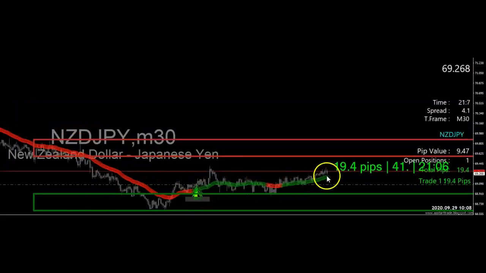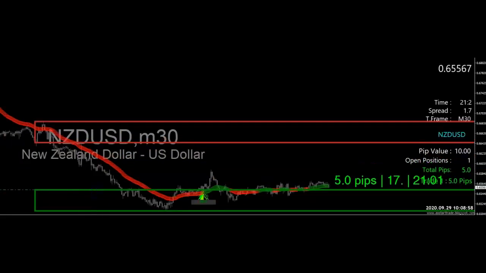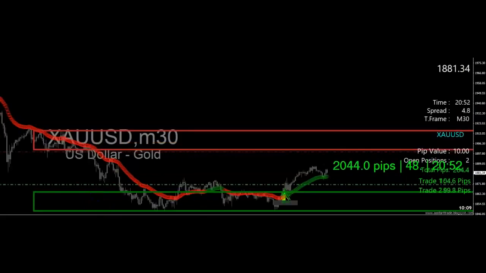NZD/JPY. You can see we're up 19 pips on that one. And let's go to another one. And that is NZD/USD. As you can see, we're up 5 pips, or I'm up 5 pips. I hadn't sent those out to the signals group. And here's the last one. And that would be gold.